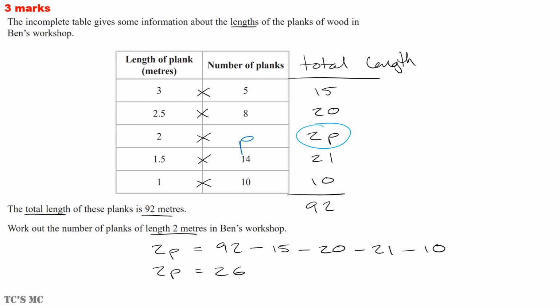If 2 lots of p is equal to 26, to work out p, we need to do the opposite of multiplying. We need to divide both sides by 2. That means the number of 2-meter planks that Ben has is 13, and that is our third mark.